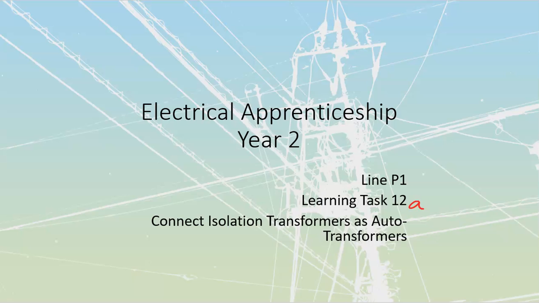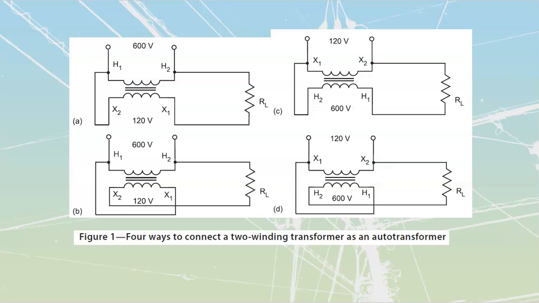All right, line P1, learning task 12, and it is going to be a 12a because we are going to have to break this one apart into the 4 different permutations that we are going to see as we go throughout here. What we are going to be doing inside of this one is we're going to be taking an isolation transformer. In other words, a single one of these transformers that looks normally like that.